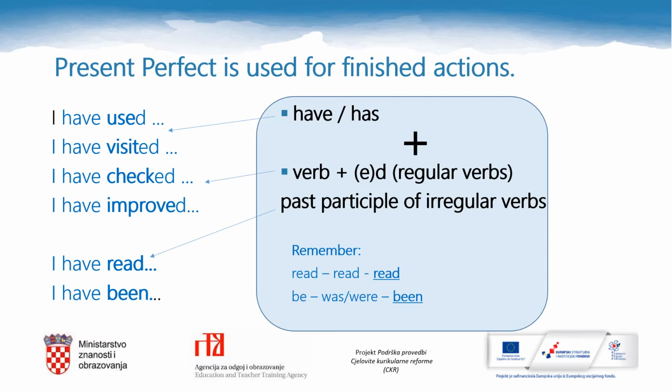When you say "I have used", you use the present perfect. You have already learned about the present perfect, and I hope you know that present perfect is used for finished actions. Let's see what it consists of. You have the subject, and in all these sentences the subject is I, and the verb consists of two parts, have or has, and the verb plus ed if the verb is regular, like visit, visited, check, checked, improve, improved.